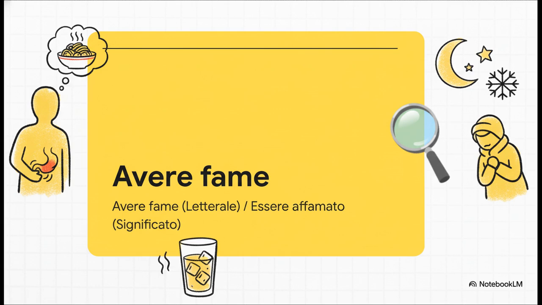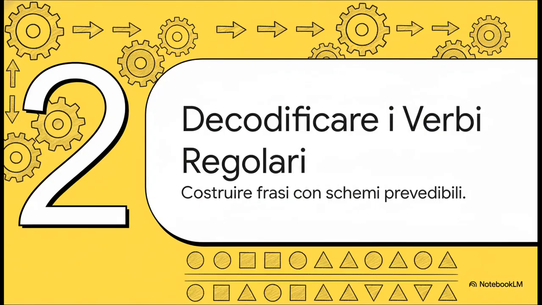Italians use avere, to have, for all sorts of physical feelings. You don't are thirsty, you have thirst. You don't are sleepy, you have sleep. It's a whole shift in thinking, and it's all built around avere. All right, so we've got a handle on the super important, kind of weird verb avere.